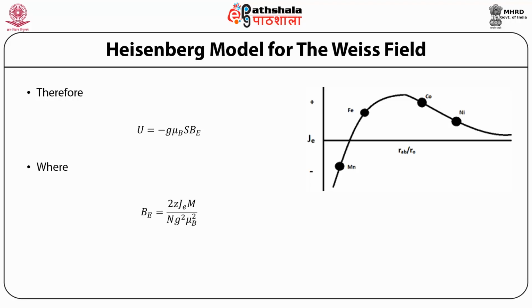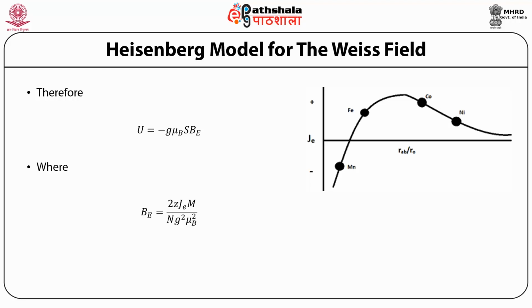And if we plot the graph as shown in figure 2, which is known as the Slater curve, this graph is between the exchange integral J_e on the y-axis and, on the x-axis, r_ab over r_0, where r_ab is the interatomic radius and r_0 is the radius of the unfilled shell.